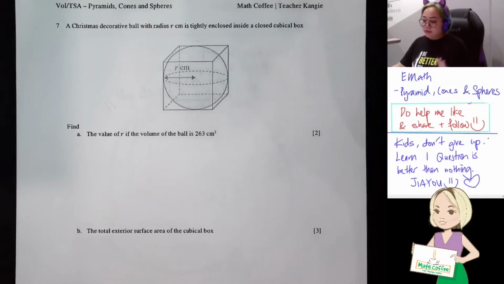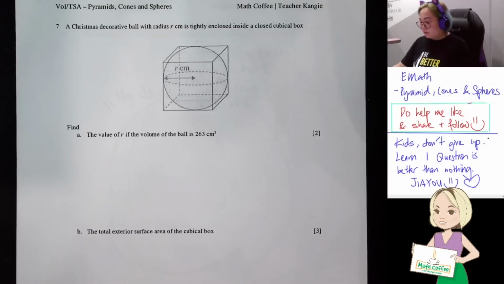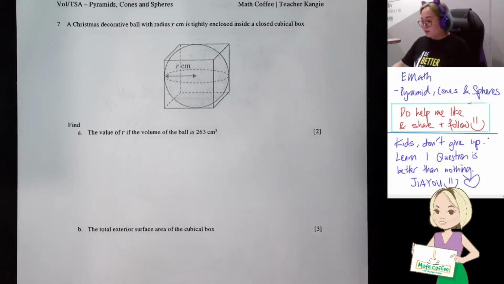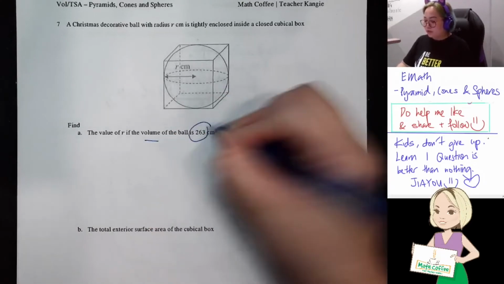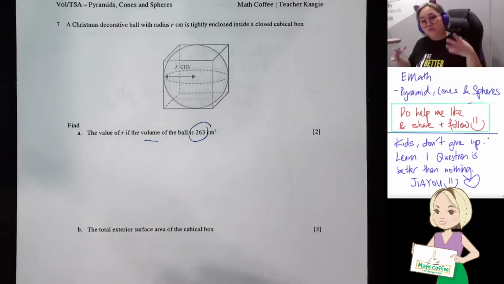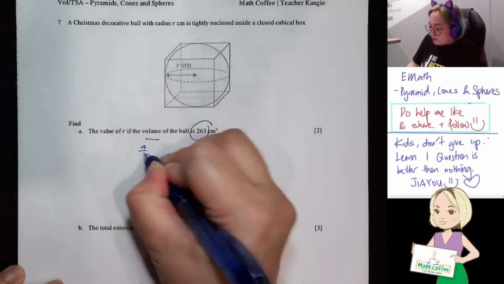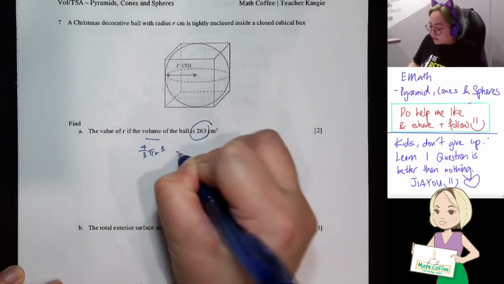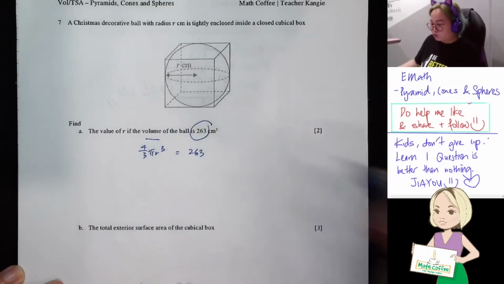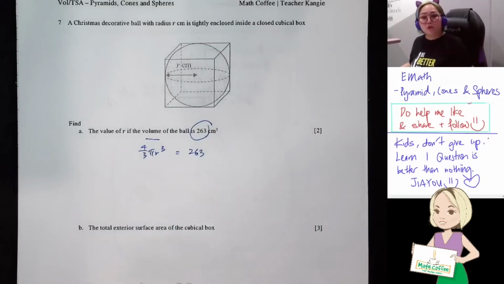A Christmas decorative ball with radius r is tightly enclosed inside a closed cubical box. Find the value of r if the volume of the ball is 263. Okay, so volume of the ball is 263, and because I know that my ball is a full sphere, we will form an equation and say that 4/3 pi r cubed is equals to 263. So you're supposed to solve for r.